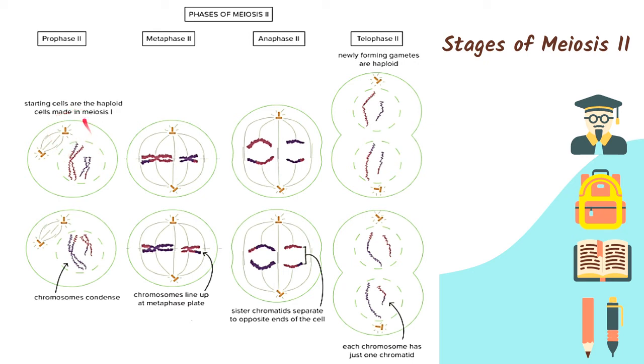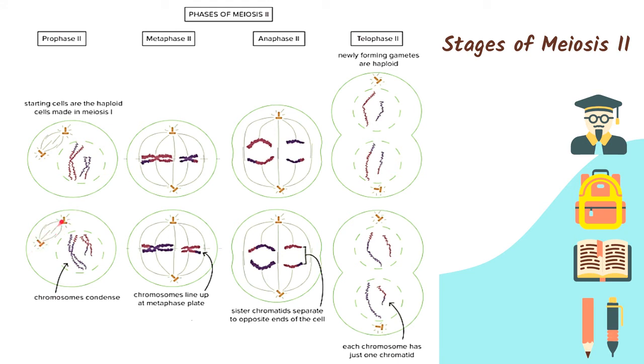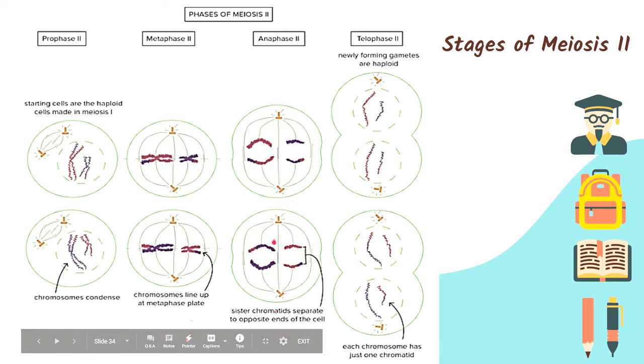During prophase 2, the nuclear membrane also disappears, the chromosomes condense, spindle fibers appear, the centrioles appear. During metaphase 2, two cells, you must show two cells, the chromosomes align at the middle, at the metaphase plate. And then anaphase 2, the sister chromatids are pulled apart. They separate towards the opposite ends.